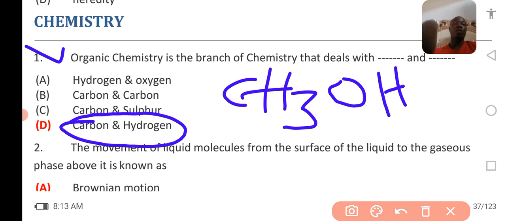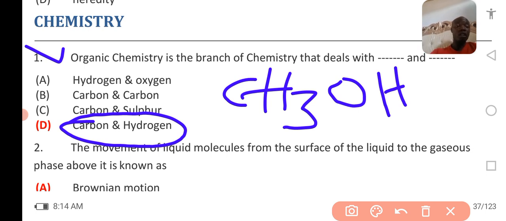So therefore what I want us to understand is this: there is no answer to this question, because organic chemistry is the study of carbon and its compounds. Sulfur is also part of organic chemistry. Oxygen is also part of organic chemistry. So therefore there is no answer for this question. Carbon and hydrogen is only trying to define hydrocarbon.